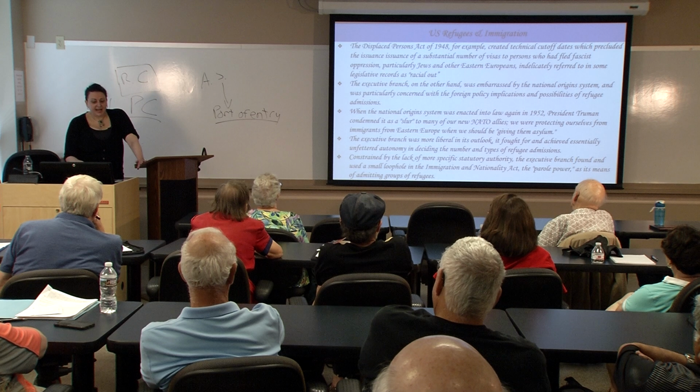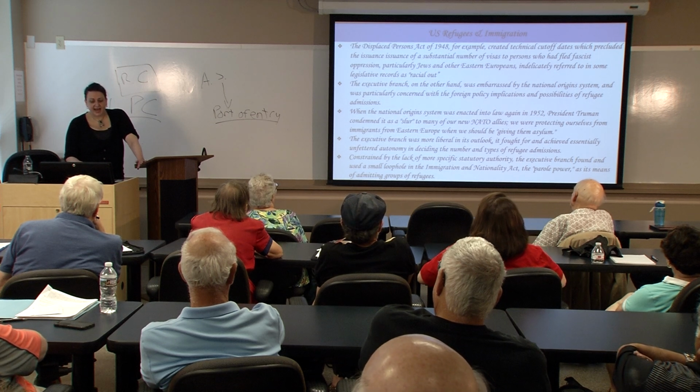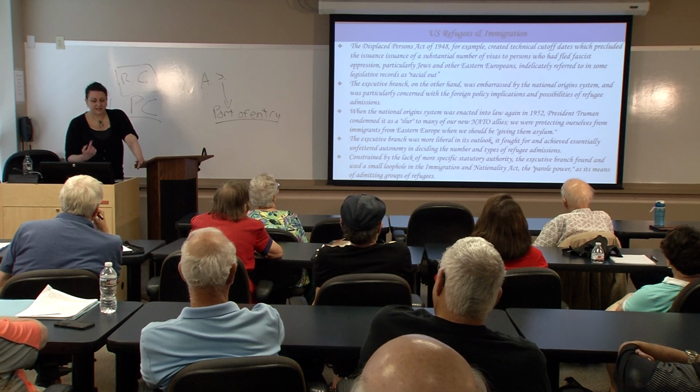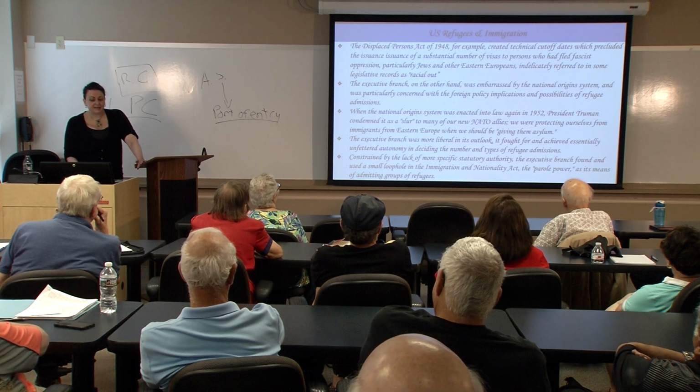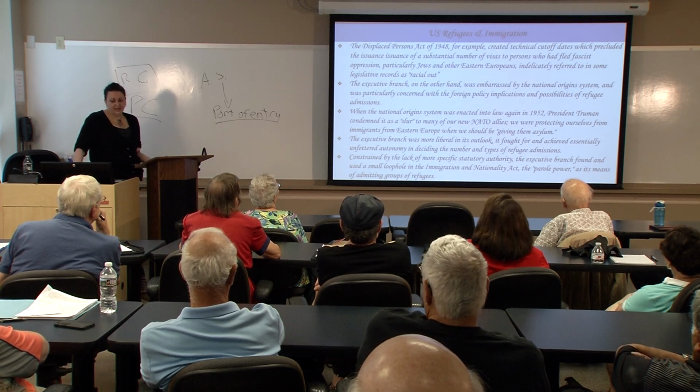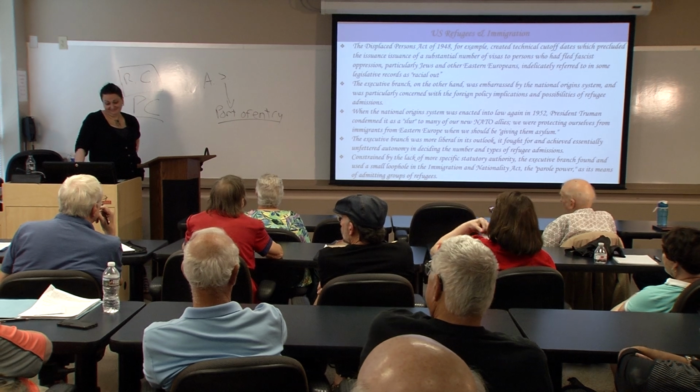Instead, the Displaced Persons Act of 1948 created technical cutoff dates which precluded the issuance of a substantial number of visas for persons who had fled fascist oppression, particularly Jews and other Eastern Europeans, indelicately referring to them in some legislative records as racial out. The executive, well, Italians escaping fascism. It was still too dark.